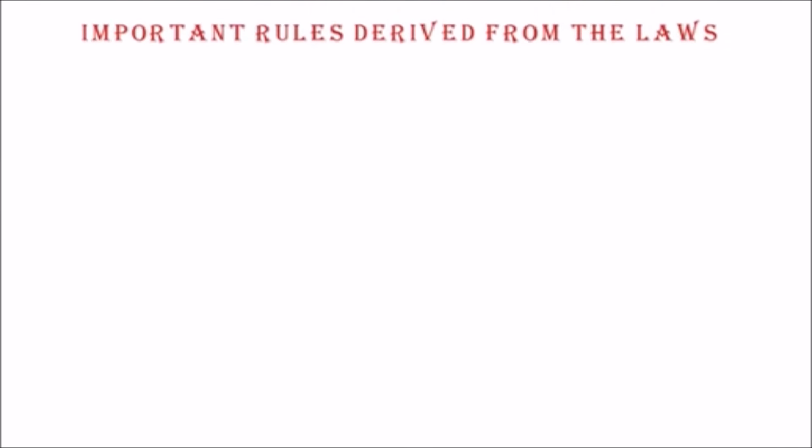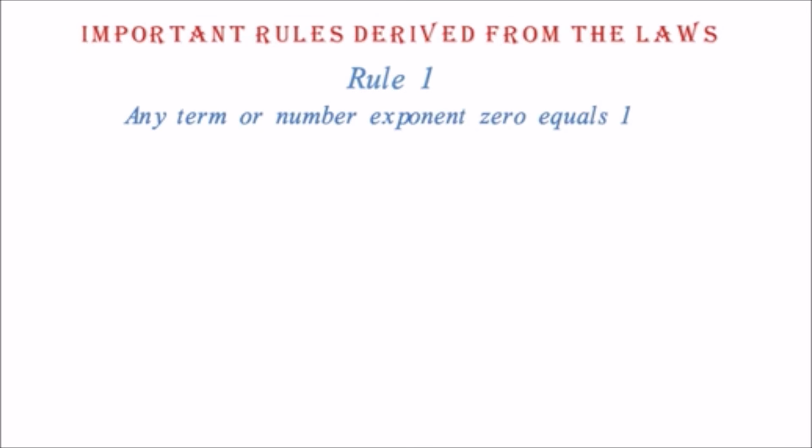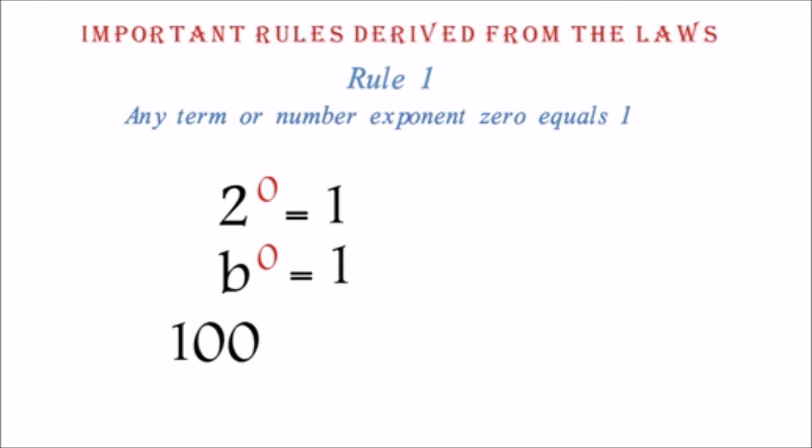Important rules derived from the laws. Let's look at these common rules of exponent. You don't need to memorize these. Rule 1. Any term or number exponent 0 equals 1. Example, 2 exponent 0 equals 1. b exponent 0 equals 1. 100 exponent 0 equals 1. This is straightforward. We've already seen this in Lesson 1.